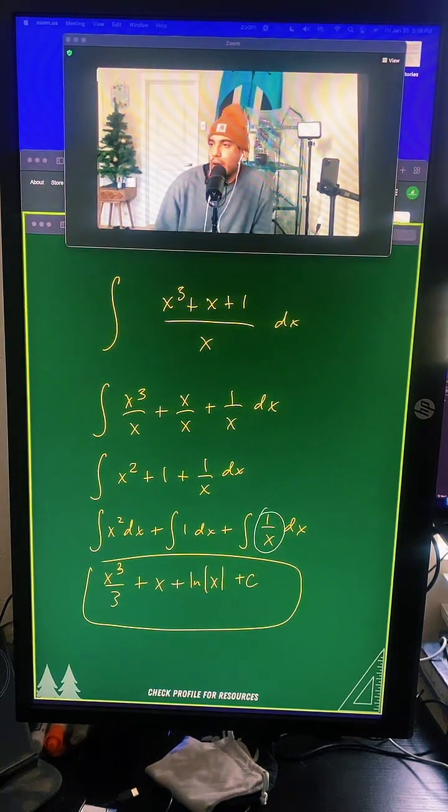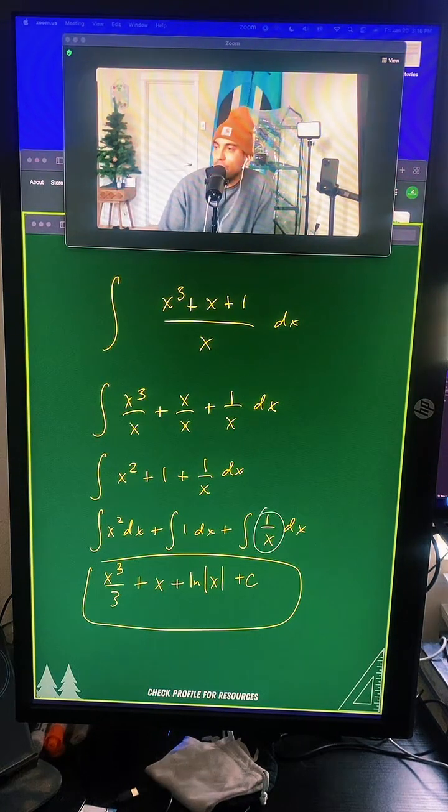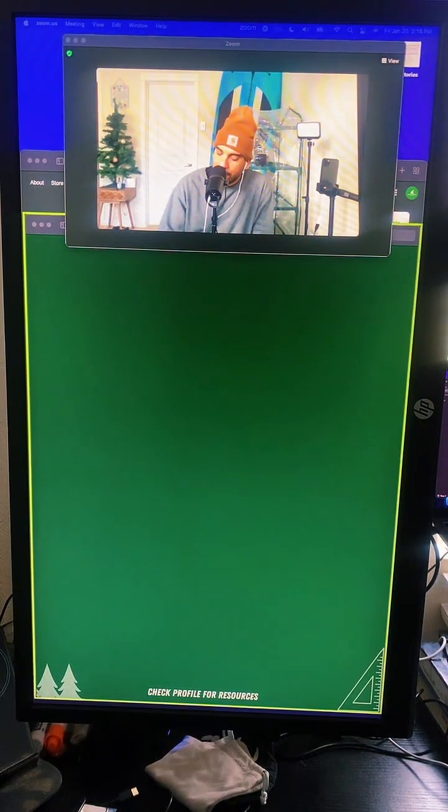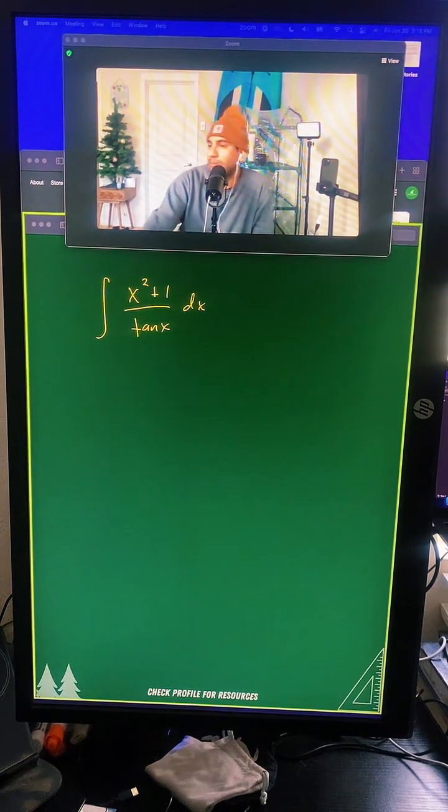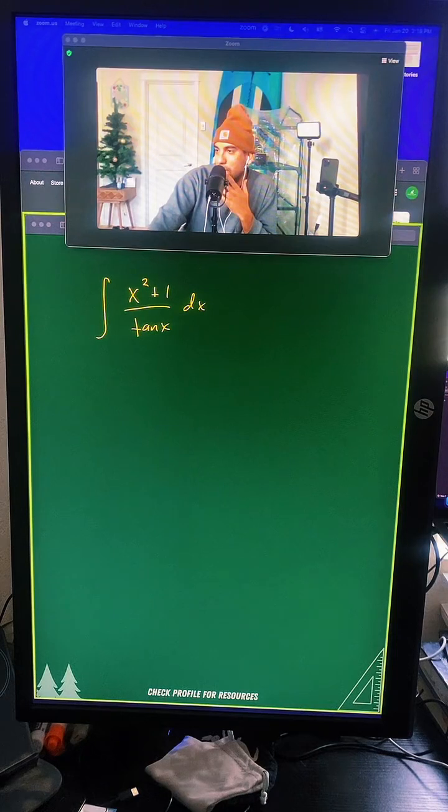Okay. Hi said integrate x squared plus 1 over tan x. I have a feeling that's not as easy as we think. Okay, does anyone have any suggestions? I don't even know what to do with that.